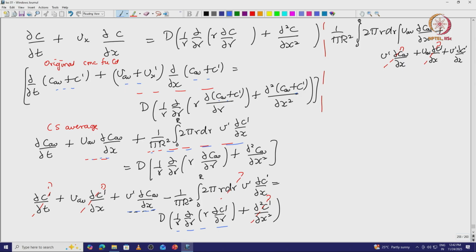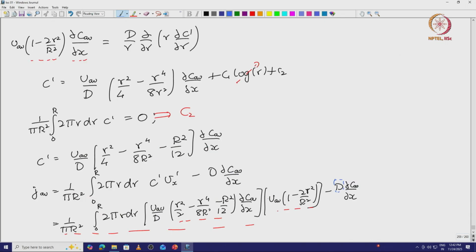Similarly, we had neglected the axial variation in the fluctuating concentration in comparison to the radial variation. Note that there is no radial variation in the average concentration, because you have already averaged it over. So, we had neglected the axial variation in the concentration fluctuation relative to the radial variation of the concentration fluctuation. And based upon that, we had got an equation for the concentration fluctuation in the radial direction.